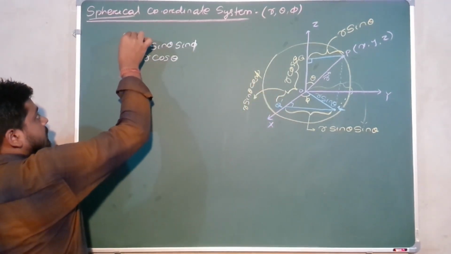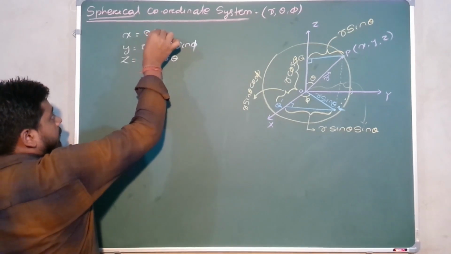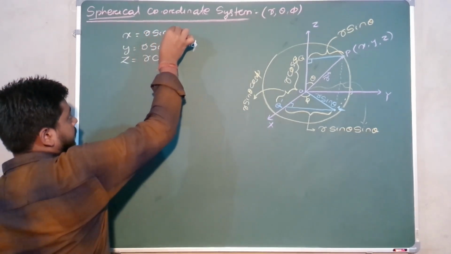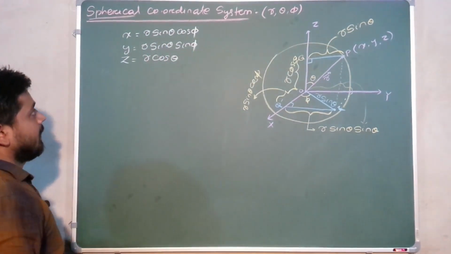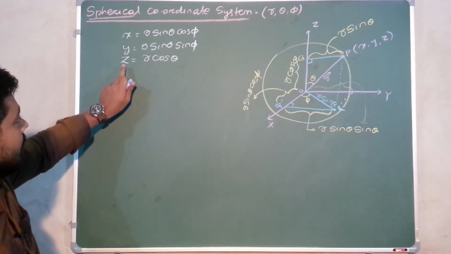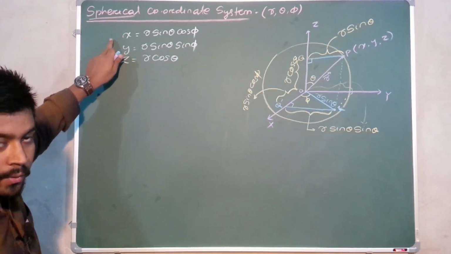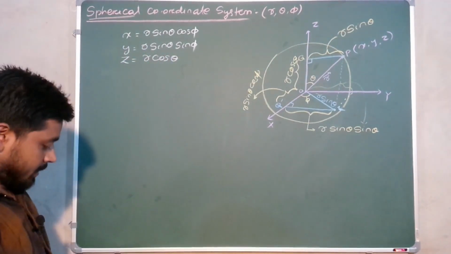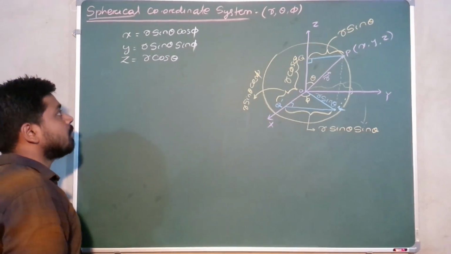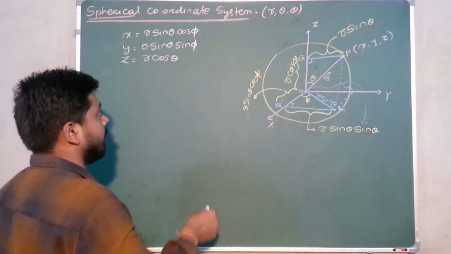So write x equal to r sin theta cos phi. This is the relation among the Cartesian coordinate system x, y, z and the spherical coordinate system r, theta, phi. Okay. Then the range of the spherical coordinate system r, theta, phi.